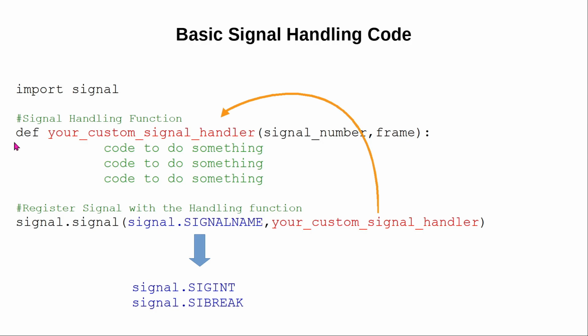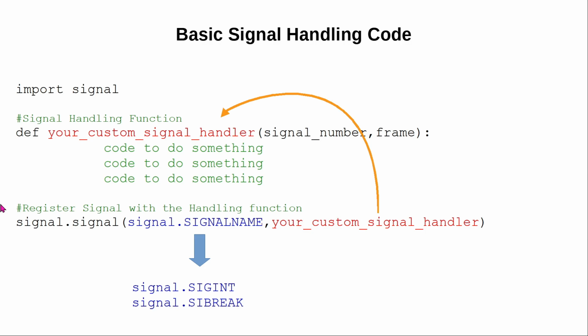A signal handling function is similar to a normal function. You can write it with def and give it a name. For example, my signal handling function or signal handler for SIGINT, anything you want. Then you have to give two variables, signal_number and frame. So whenever a particular signal that is registered with your signal handling function is called, this code will run, the code to do something.